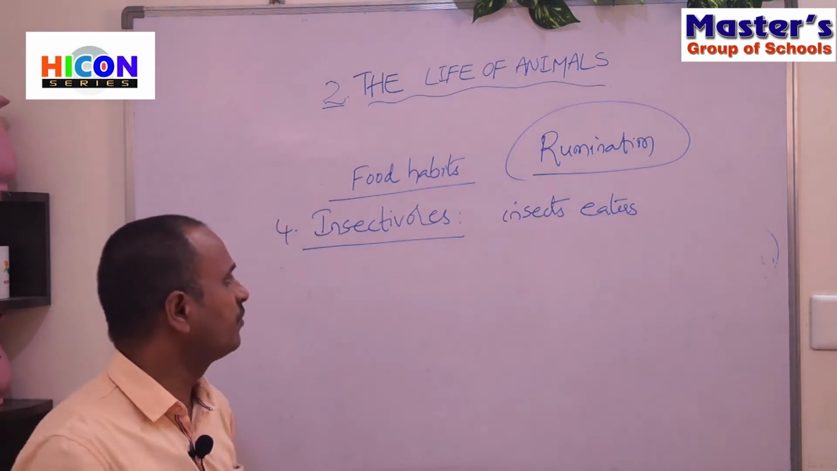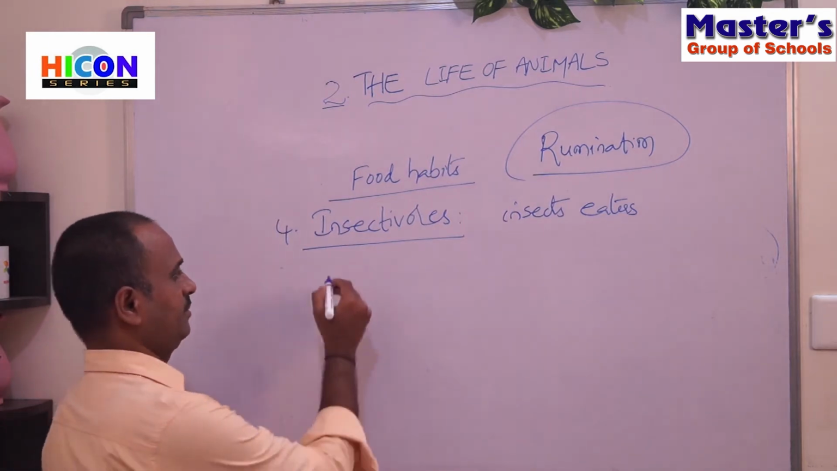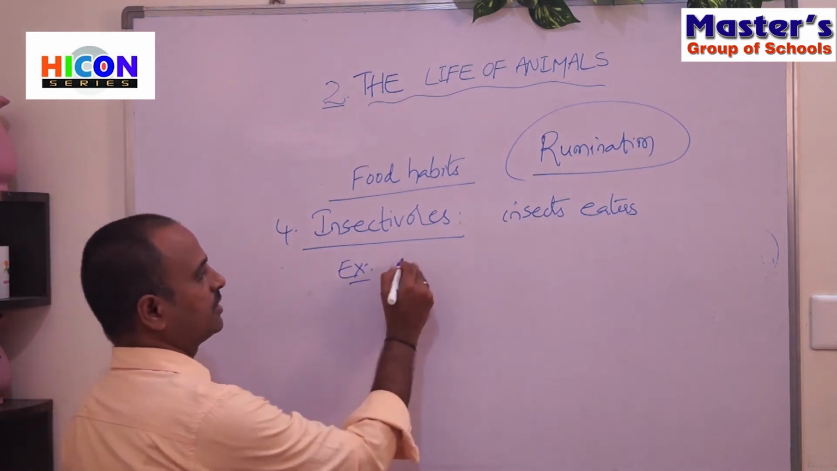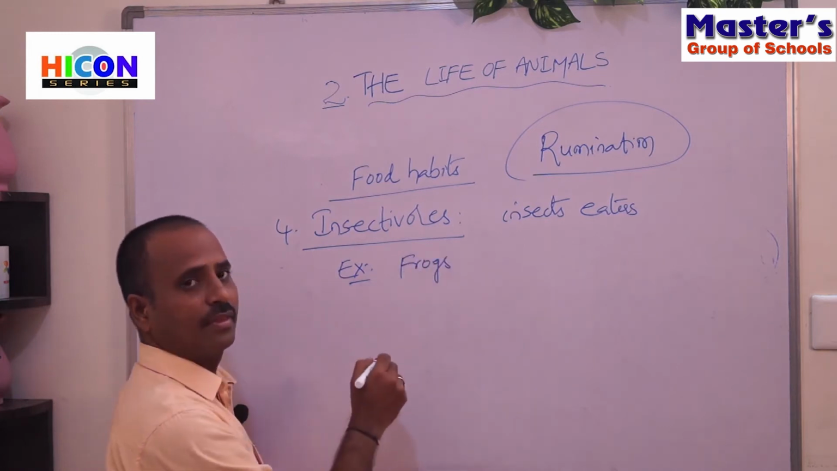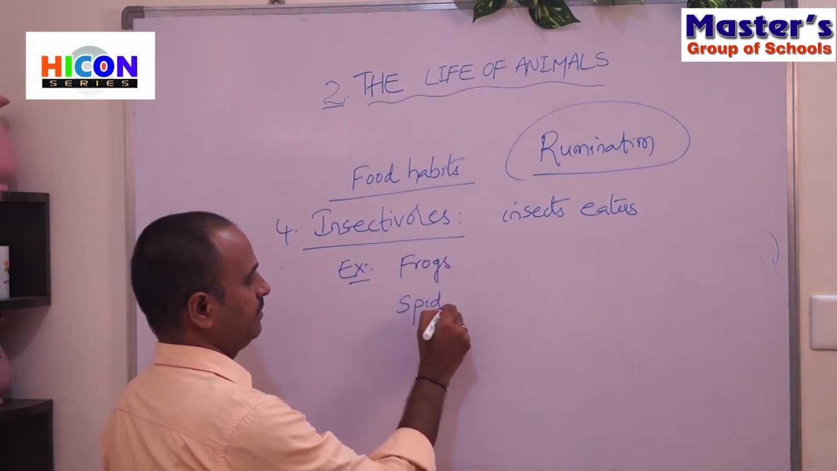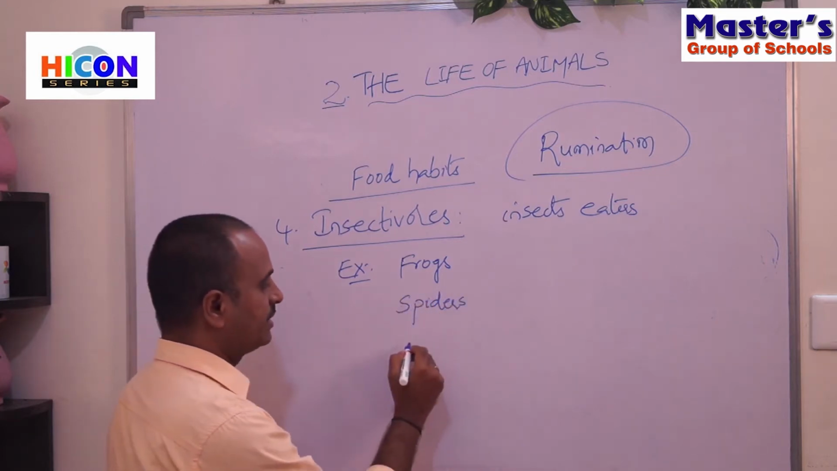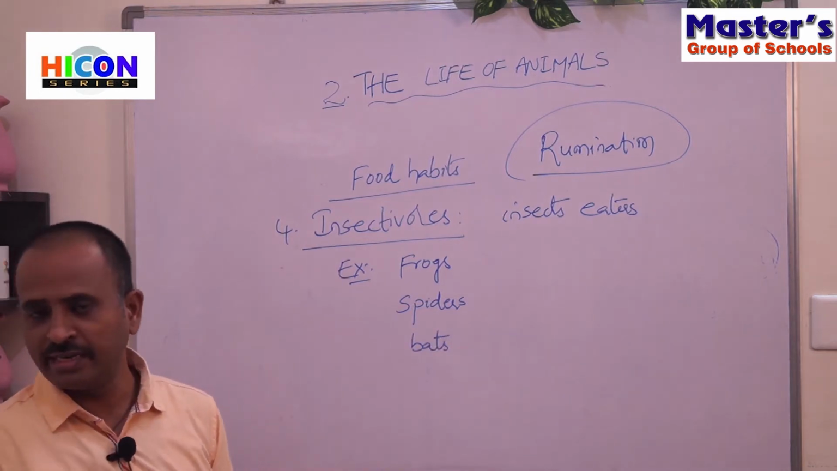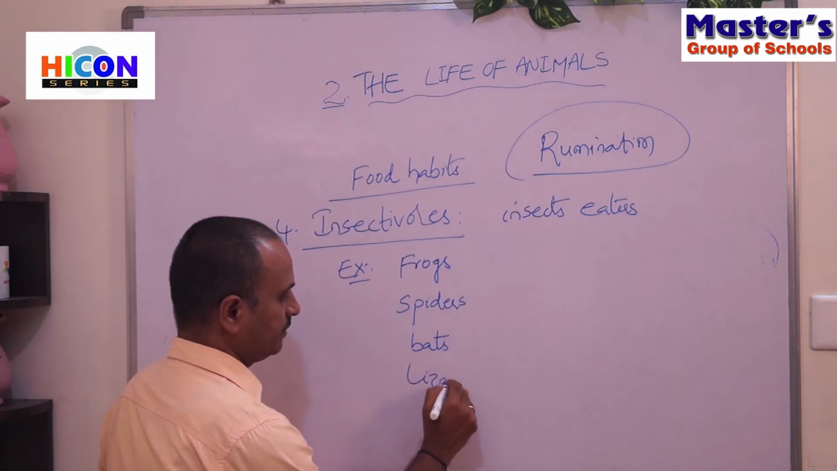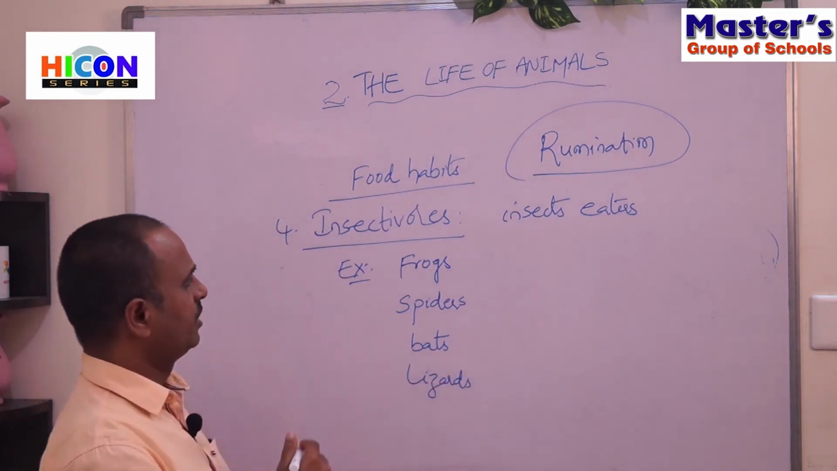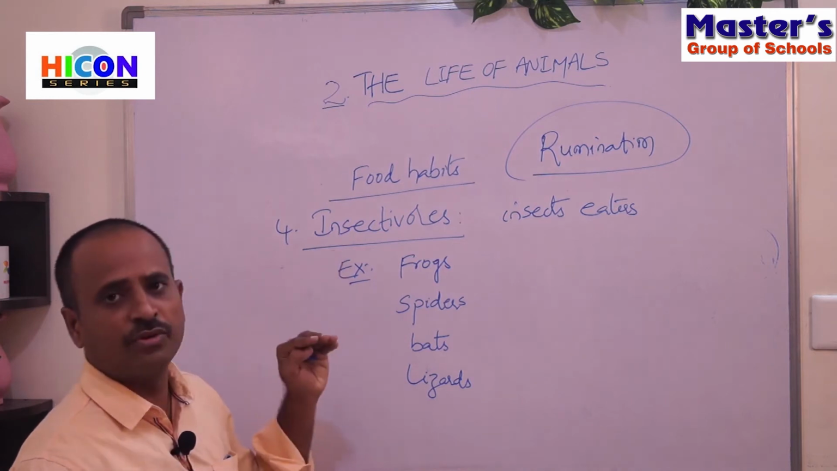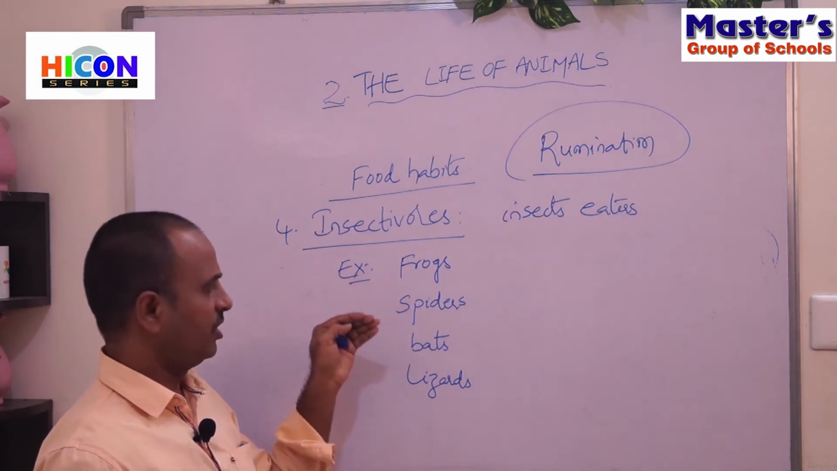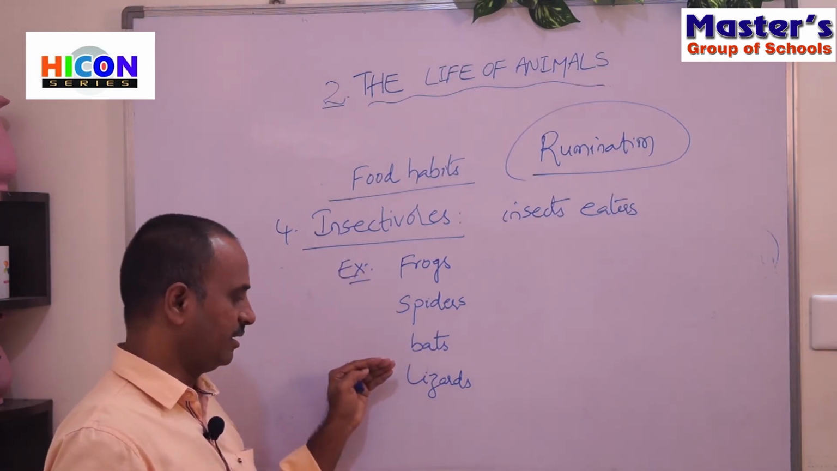The examples for the insectivores are frogs, spiders, bats, lizards, etc. So children, these are some examples for insectivores. These insectivores only eat insects. Example, frogs, spiders, bats, and lizards.